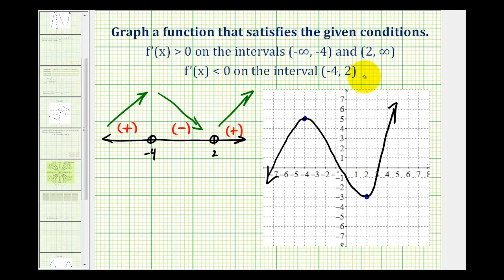So these types of problems are a nice way to reinforce the idea of what the sign of the derivative tells us about a function. Notice that the derivative would also have to be 0 at x equals -4 as well as at x equals +2, because these are our critical numbers where we have relative extrema.